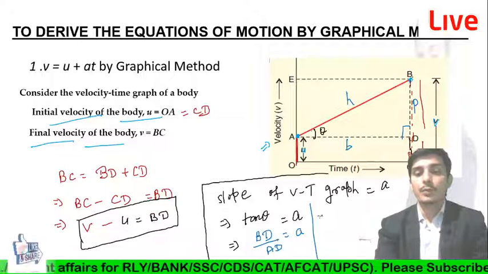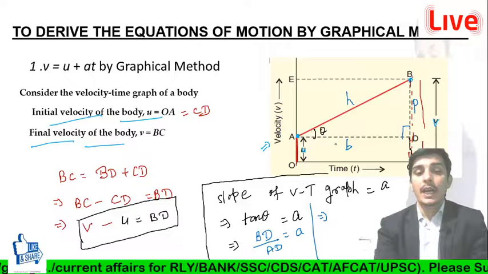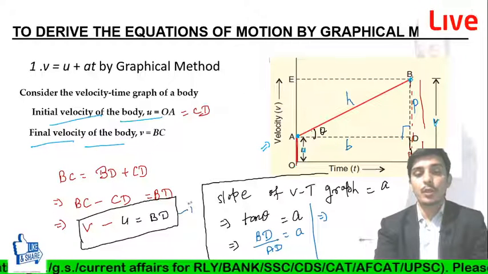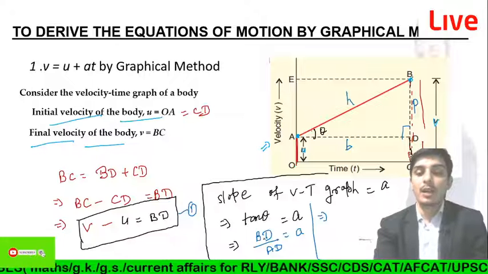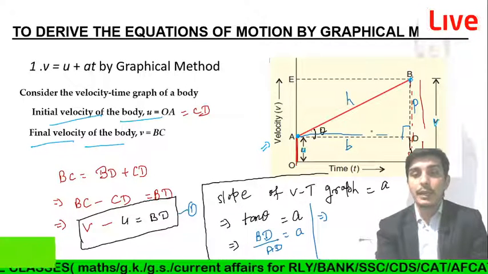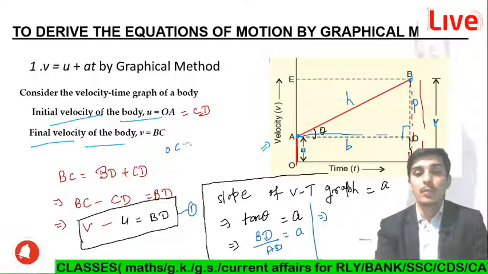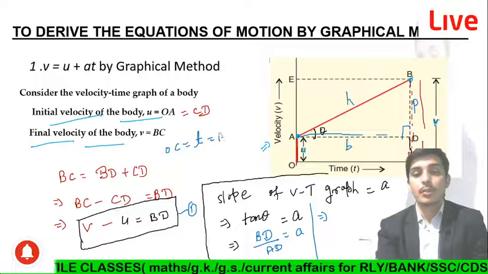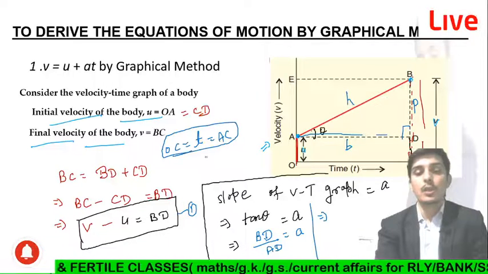Now BD by AD is equal to a, and BD, suppose this is the first equation, right? And now BD by AD, what is the length of AD? OC is equal to t, and AD is also equal to OC, right? So we can say that AC is also equal to t.